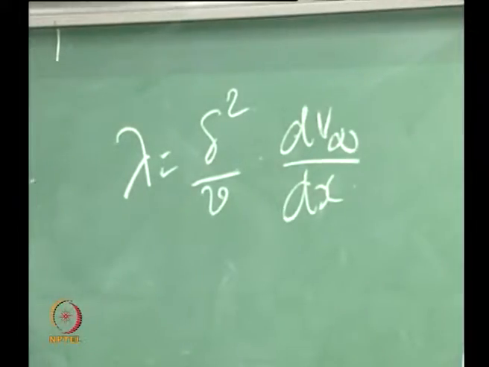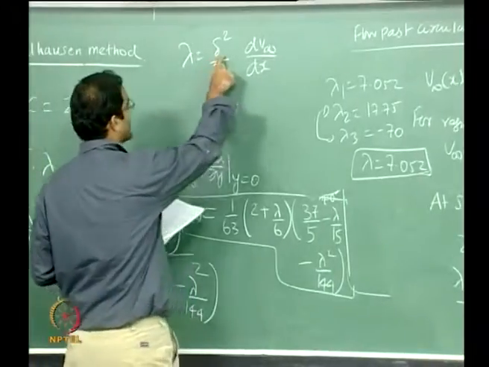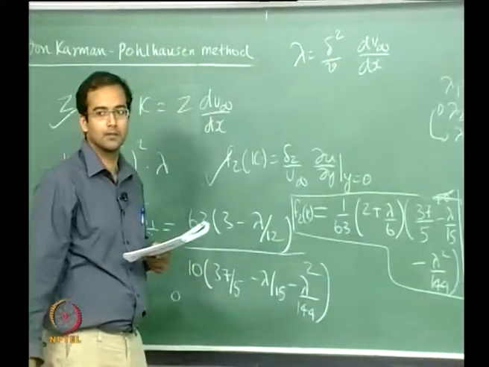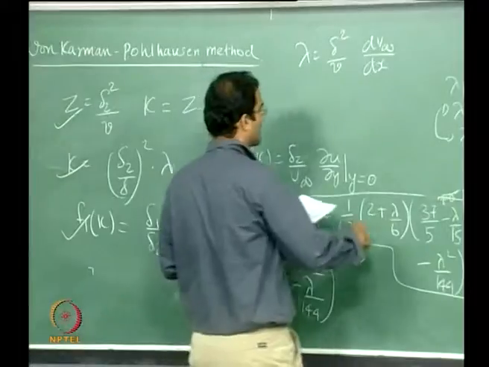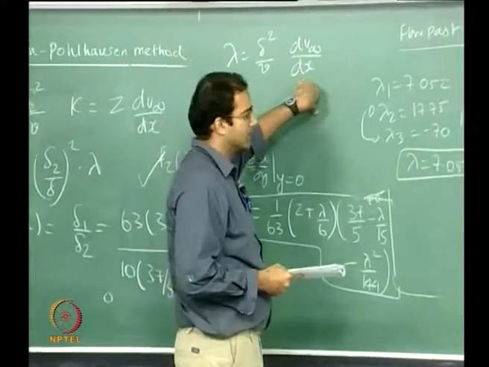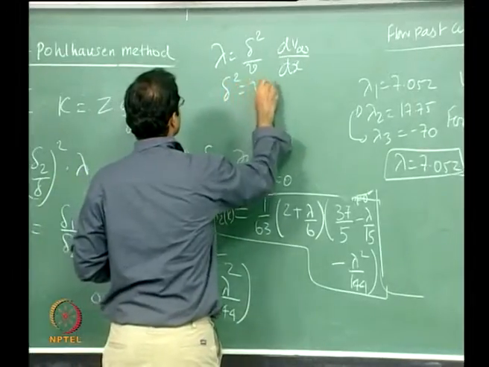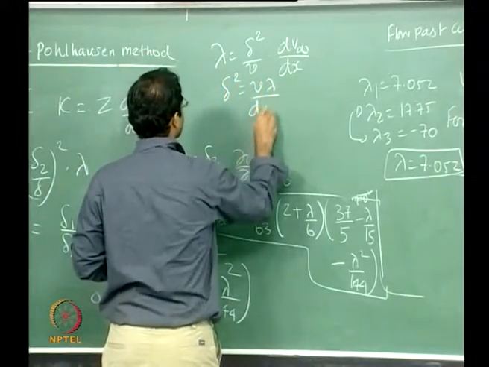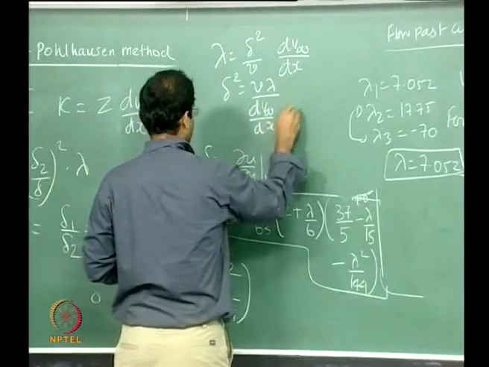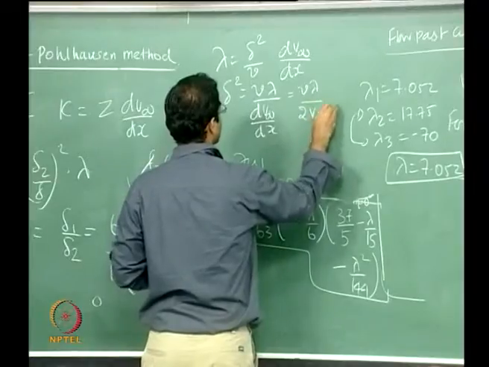You remember, this is how we defined our lambda. So once you have your lambda, you can directly calculate your delta from here, because you know for this particular problem what the free stream velocity gradient is. Therefore your delta square will be nu lambda by, which will be nothing but u lambda. For this problem it will be 2 v infinity r naught.